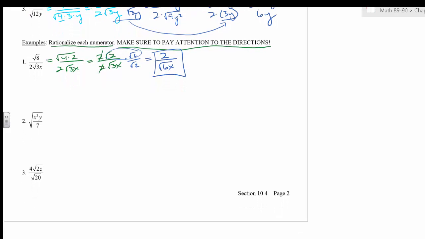Number 2, I would say at this point, I want you to give this one a try. So pause the video, simplify the radical. You don't get the wrong answer if you multiply top and bottom by the original numerator. It's just one of those things, like I said, that you got to remember to simplify at some point, so you might as well do it at the beginning.